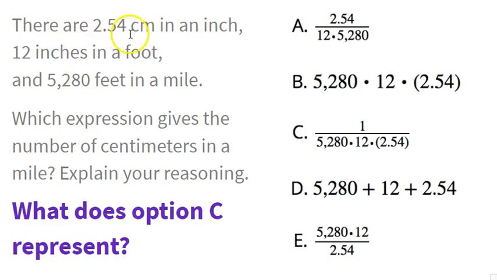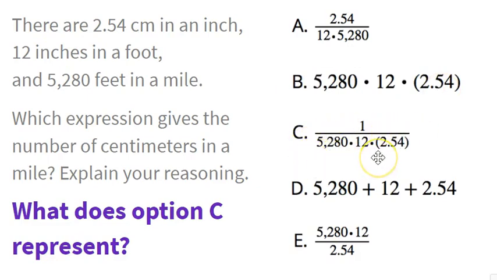So there are 2.54 centimeters in an inch, 12 inches in a foot, 5,280 feet in a mile. Which of these would give you the number of centimeters in 1 mile? So to get that mile, we would have to take the number of feet times the number of inches times the number of centimeters in those inches. So B is our best one here to find out how many centimeters are in 1 mile.